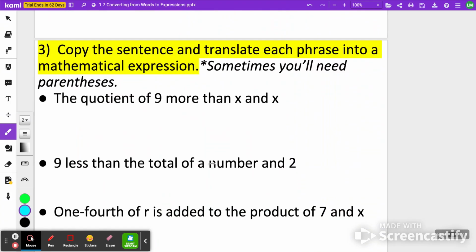Sometimes you're going to see more parentheses. Let's be careful here. It says the quotient of 9 more than x and x. So the quotient of, we have this and then this. Whenever you see the word and, that's probably where you're going to separate your two examples. The first part you can do is this, 9 plus x over x, or if you want to group it, 9 plus x in parentheses divided by x.